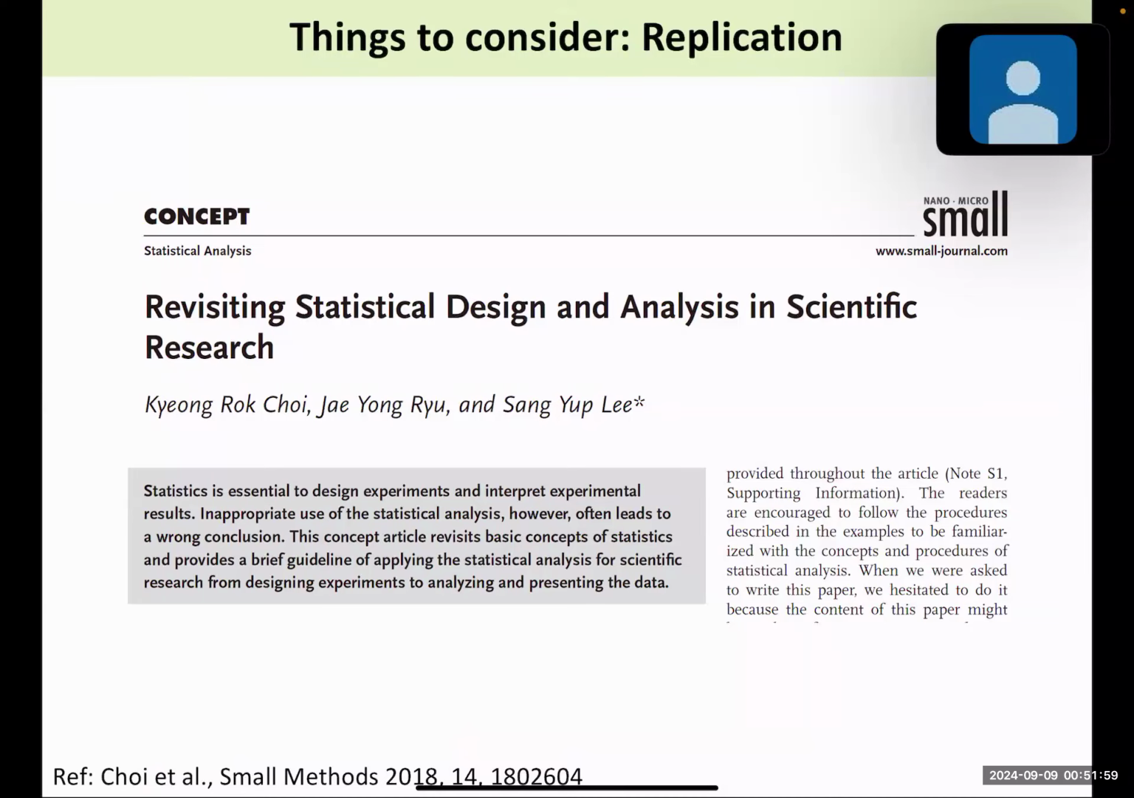In order to more deeply understand the effect of replications and the relevant statistical analysis, I suggest you read this paper about statistics.